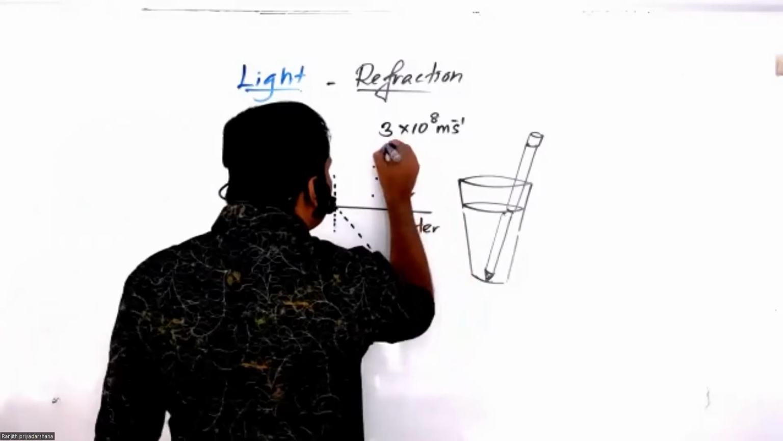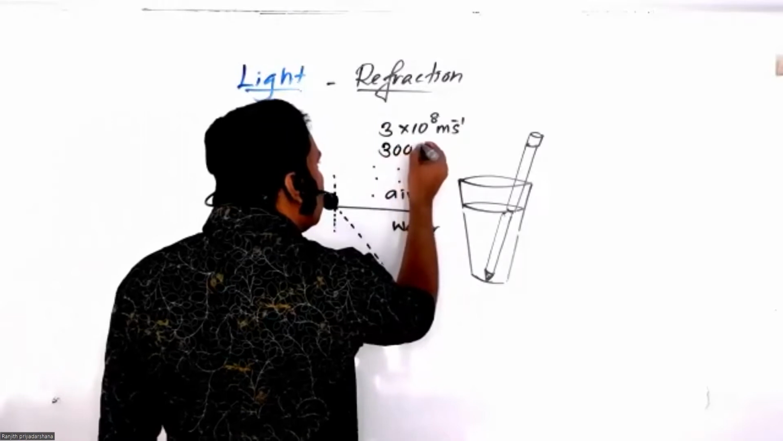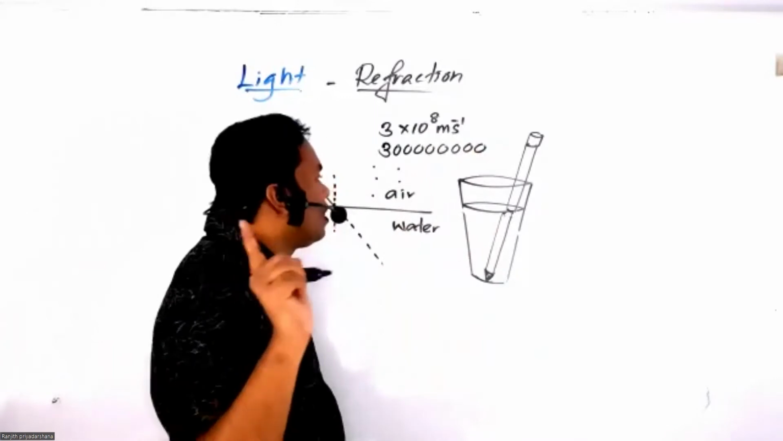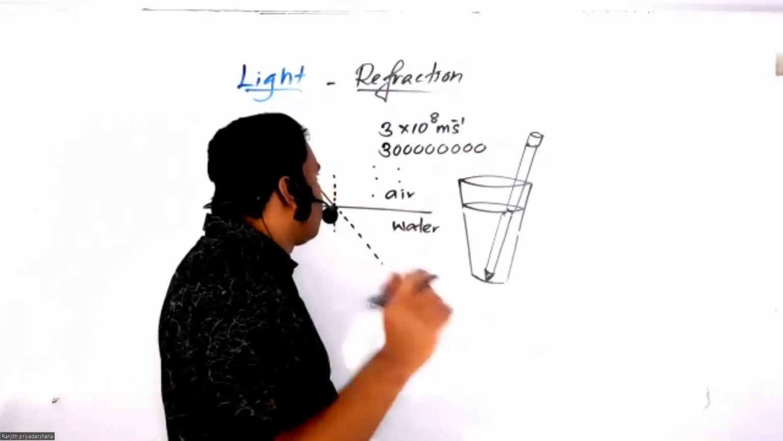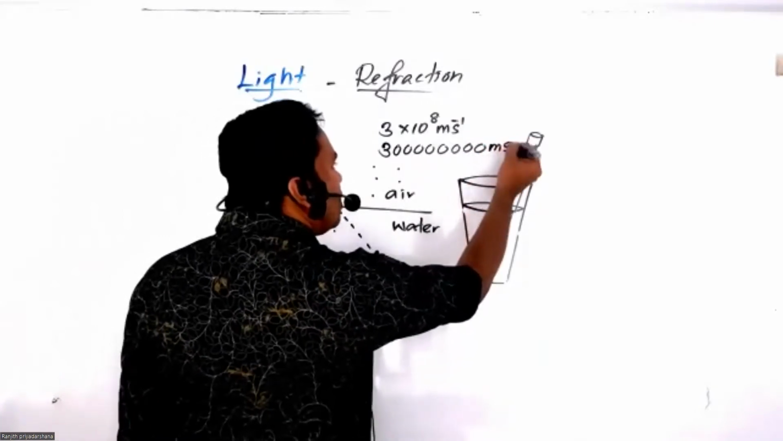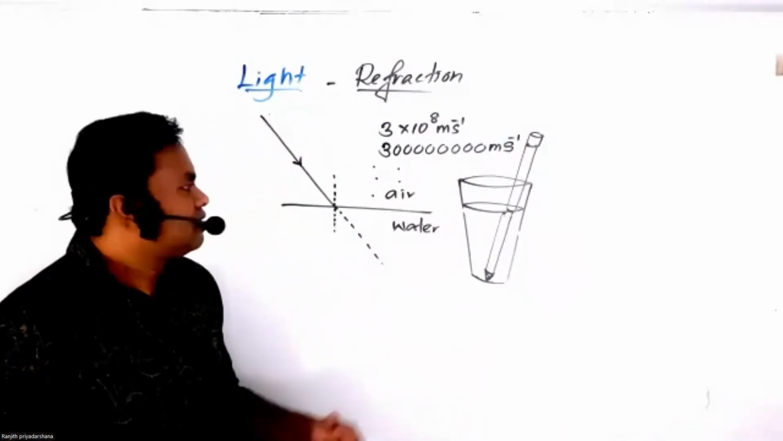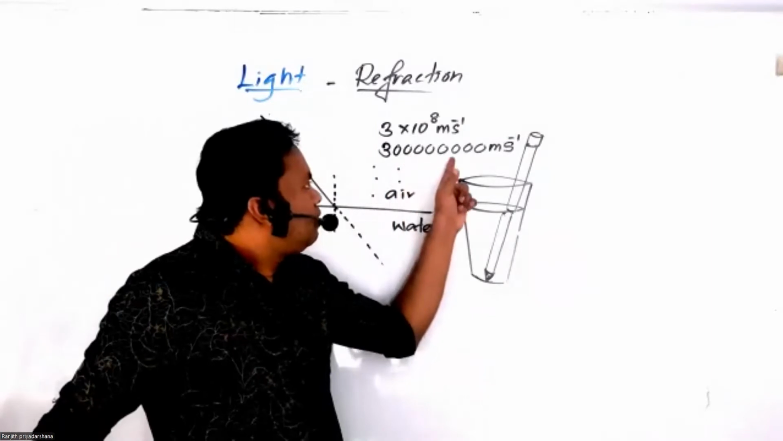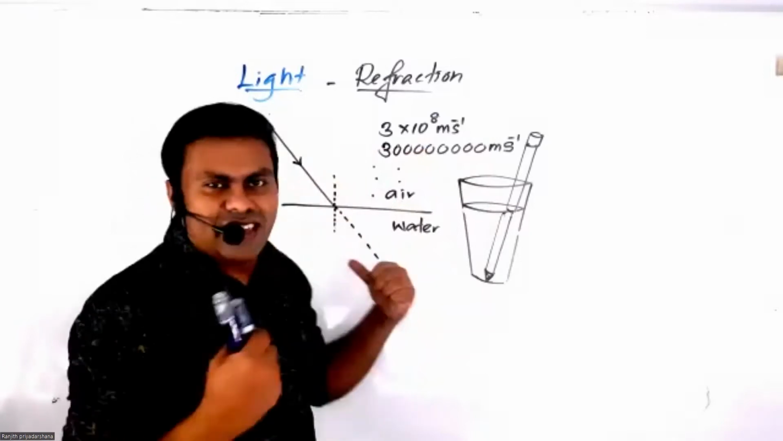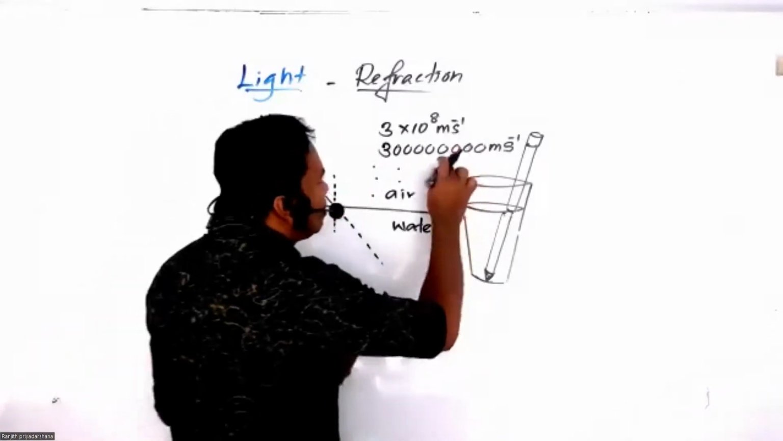3×10⁸ means 1, 2, 3, 4, 5, 6, 7, 8 zeros. Okay, now I think you got that. So that's that many meters within a second. What happens if you divide this by 1000? You end up with kilometers. Now it is not easy to sense. So let's divide that by 1000.